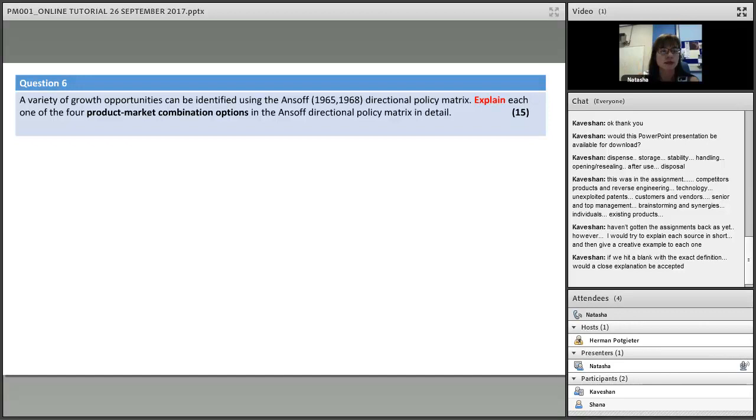You will see there what is to be included.